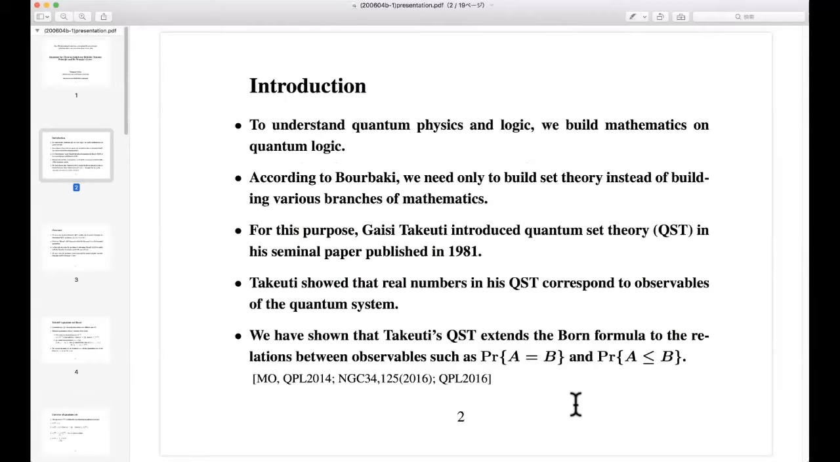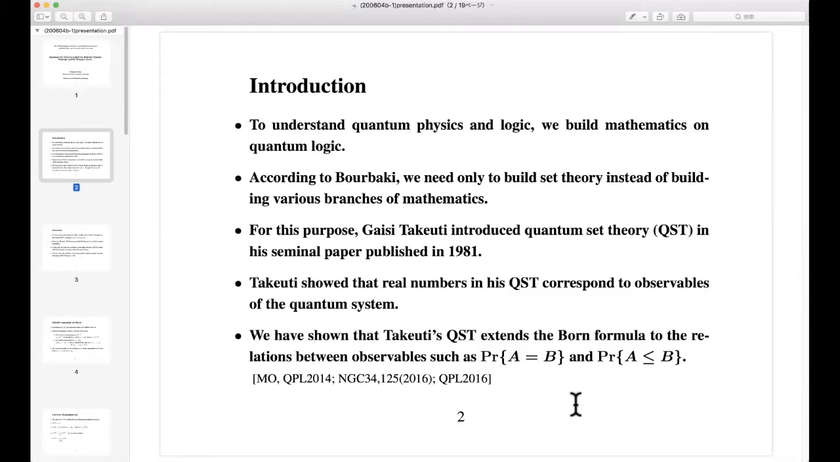To understand quantum physics and logic, we build mathematics on quantum logic. According to Bourbaki, we need only to build set theory instead of building various branches of mathematics. For this purpose, Takeuchi introduced quantum set theory in his seminal paper published in 1981. Takeuchi showed that real numbers in his quantum set theory correspond to observables of the quantum system.